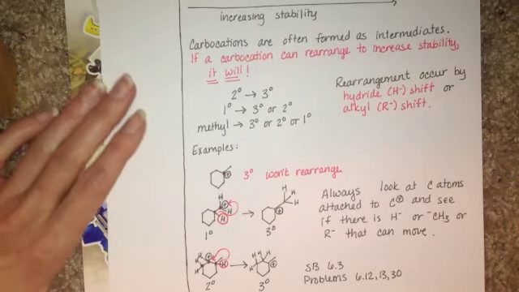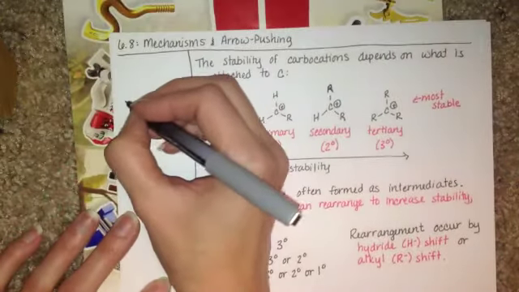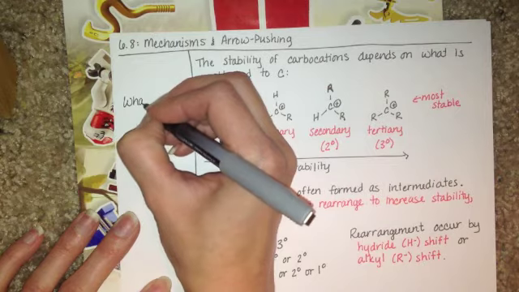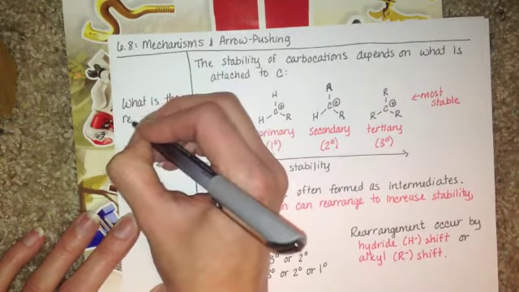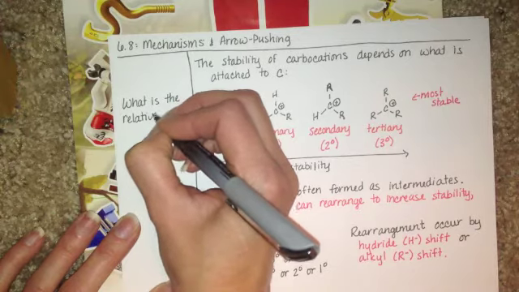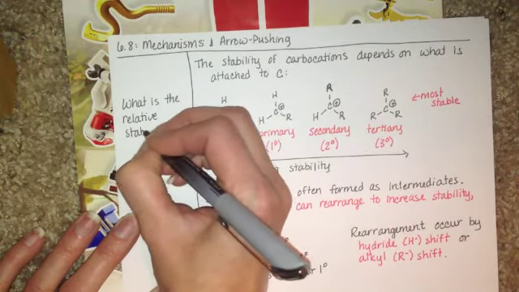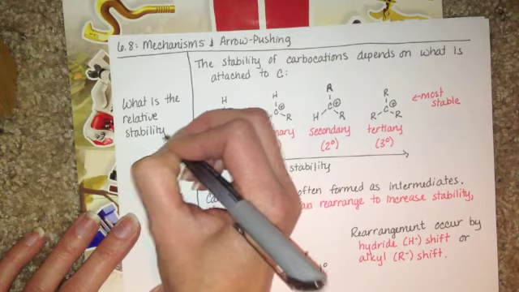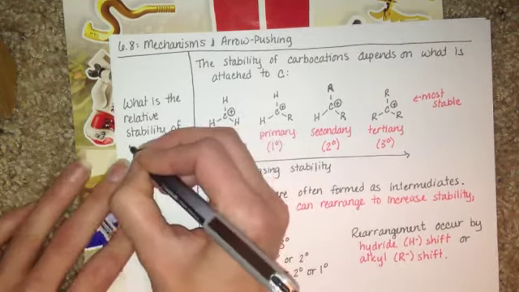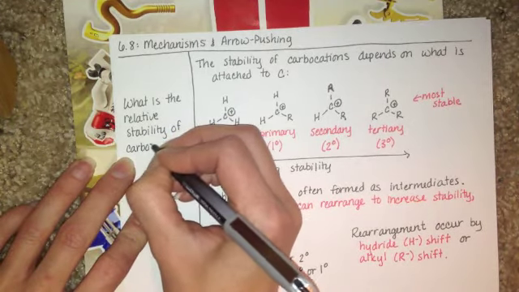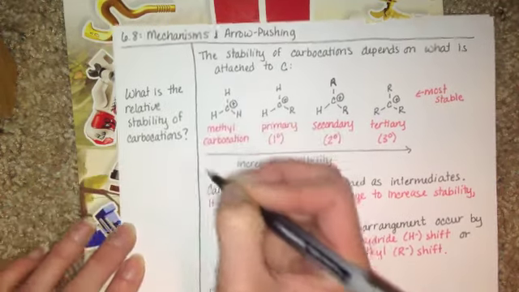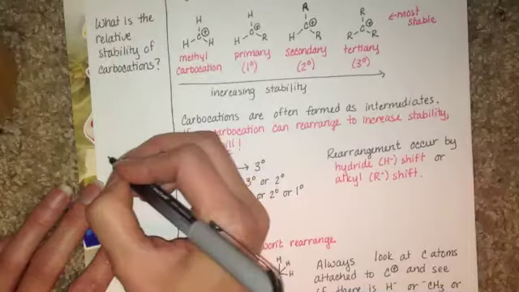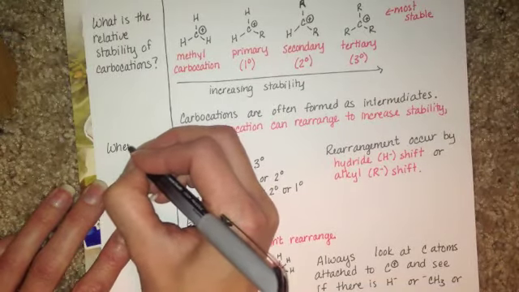Your study questions for this section are, what is the relative stability of carbocations? And when can a carbocation rearrange?